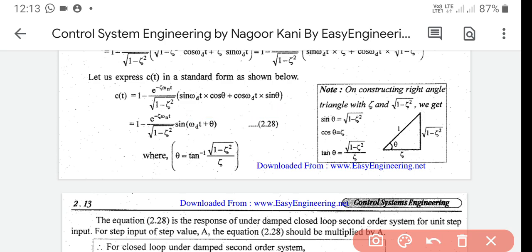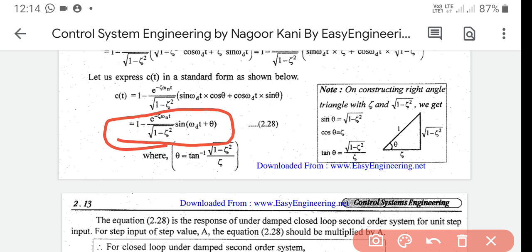1 minus e power minus zeta omega n into t by square root of 1 minus zeta square. So it is in the form of sin a cos b plus cos a sin b, that is nothing but sin of a plus b. Okay, sin of a plus b is nothing but sin of omega d t plus theta. Okay, so you have converted the final expression in this form. So what is the final c of t value? It is nothing but 1 minus e power minus zeta omega n into t by square root of 1 minus zeta square sin of omega d t plus theta.